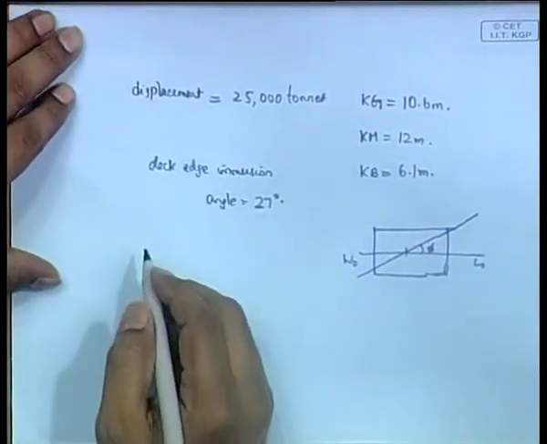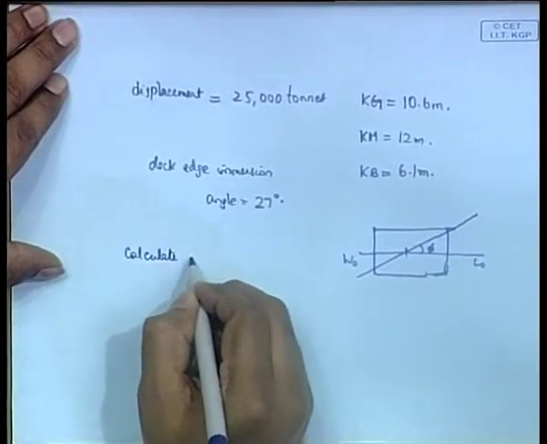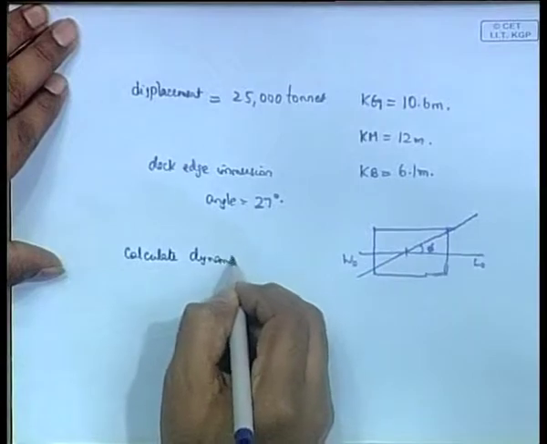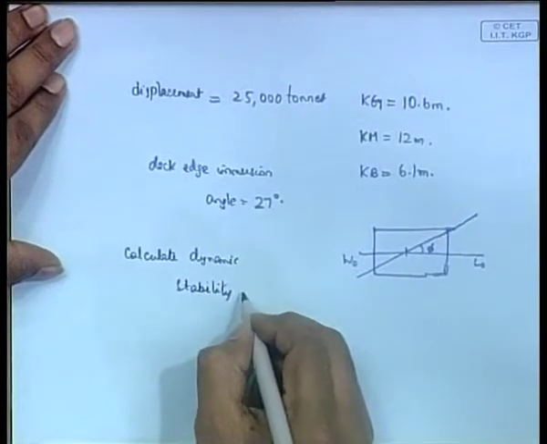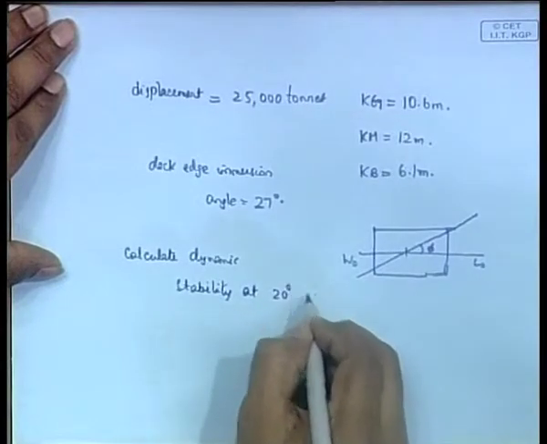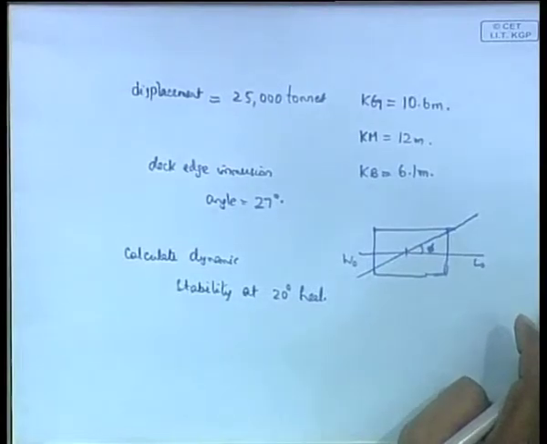Now, the question is: calculate the dynamic stability at 20 degrees heel. That means you are asked to find the dynamic stability up to 20 degrees.